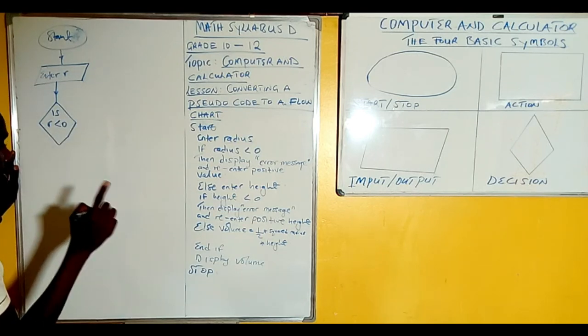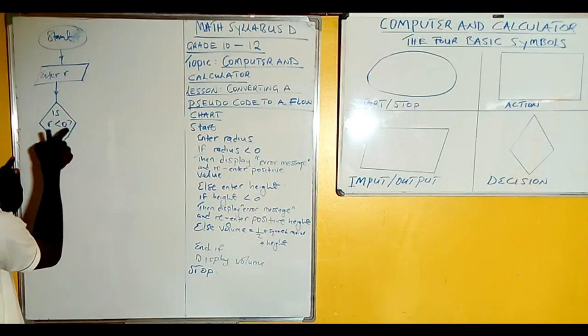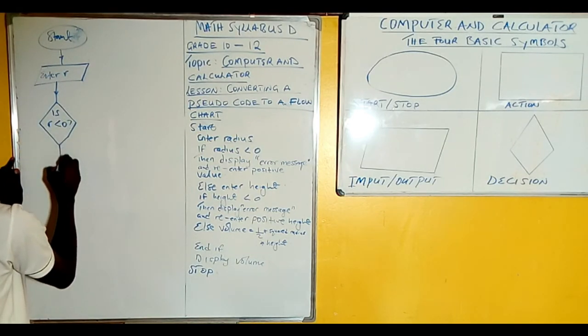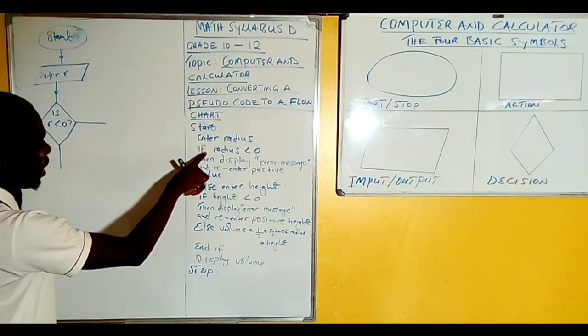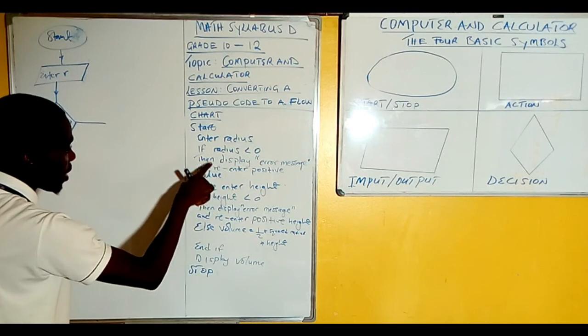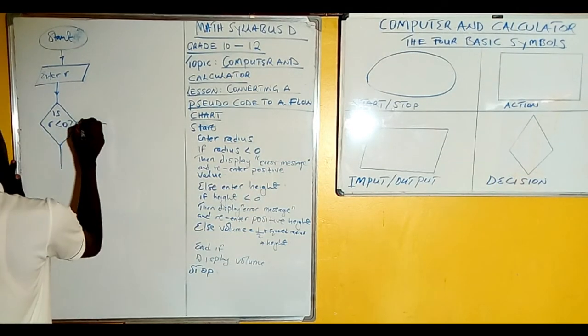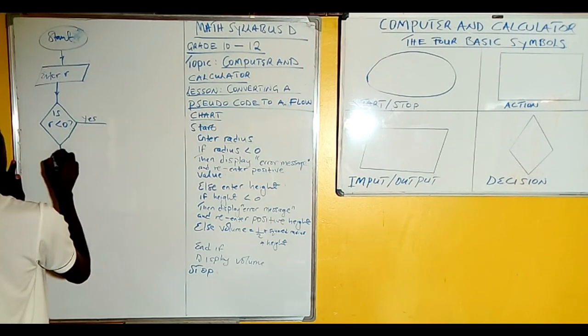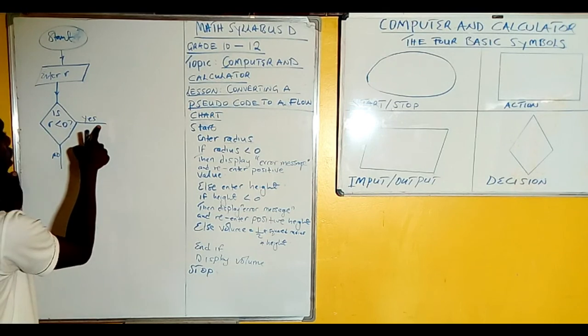Okay, then there are two possibilities. It's a question. This is the question. So is radius less than 0? They can either be that answer or that answer. So now here they're saying if radius is less than 0, then display error message and re-enter positive value. So meaning if yes, if no. So if it is less than 0, then you have to display.